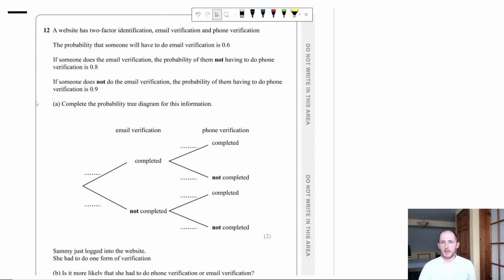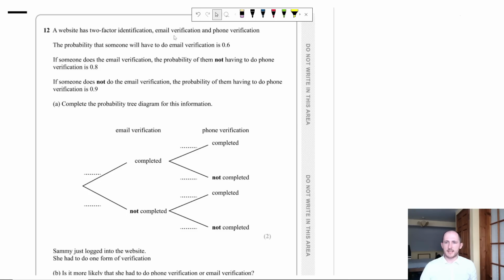Okay? Website has 2-factor identification, email and phone verification. Probability that someone will have to do email is 0.6. If they do the email, probability of them not having to do phone is 0.8. If they do not do email, the probability of them having to do phone is 0.9. Complete the probability tree diagram for this information.